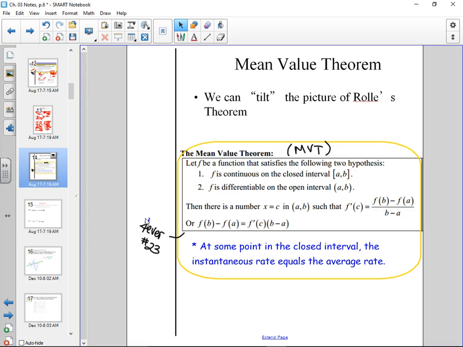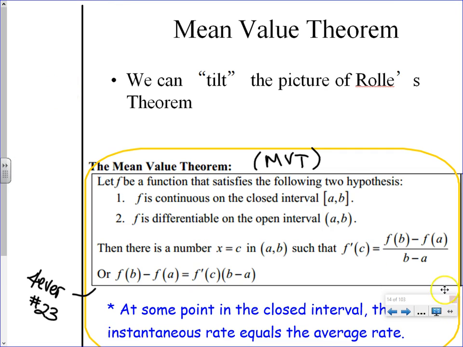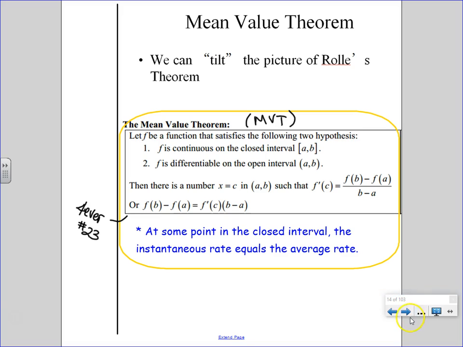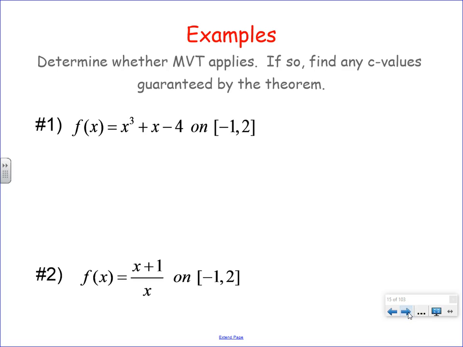This is forever number 23. The wording, let's try to visualize, okay? But before we visualize, can we at least test it? Hey, this looks familiar. It looks a lot like the Rolle's one. Do we still have to check 3 things? Yeah. Okay.